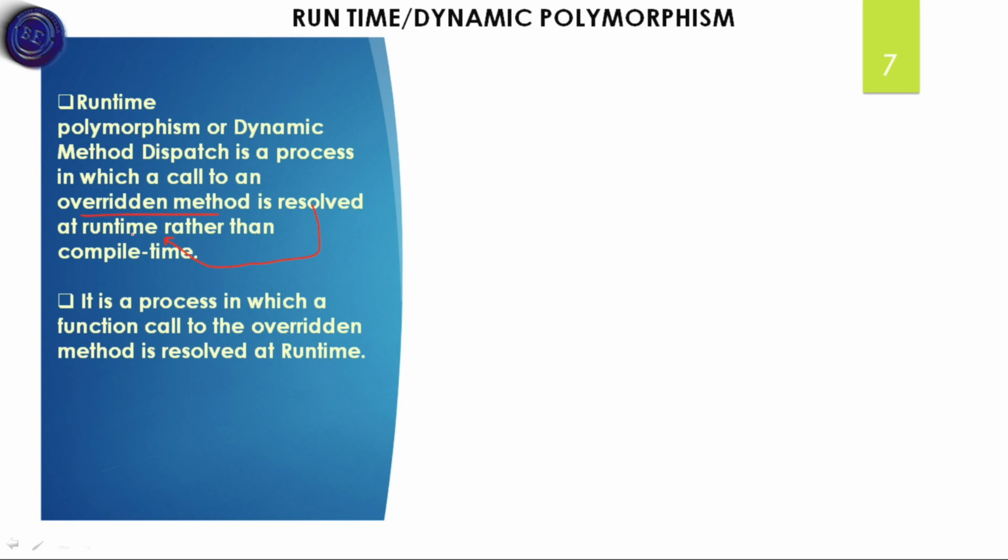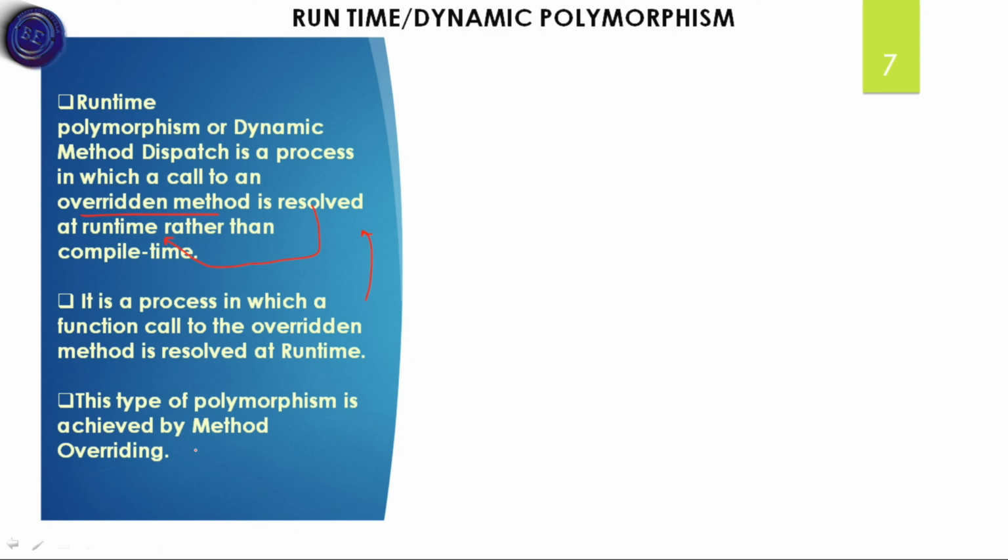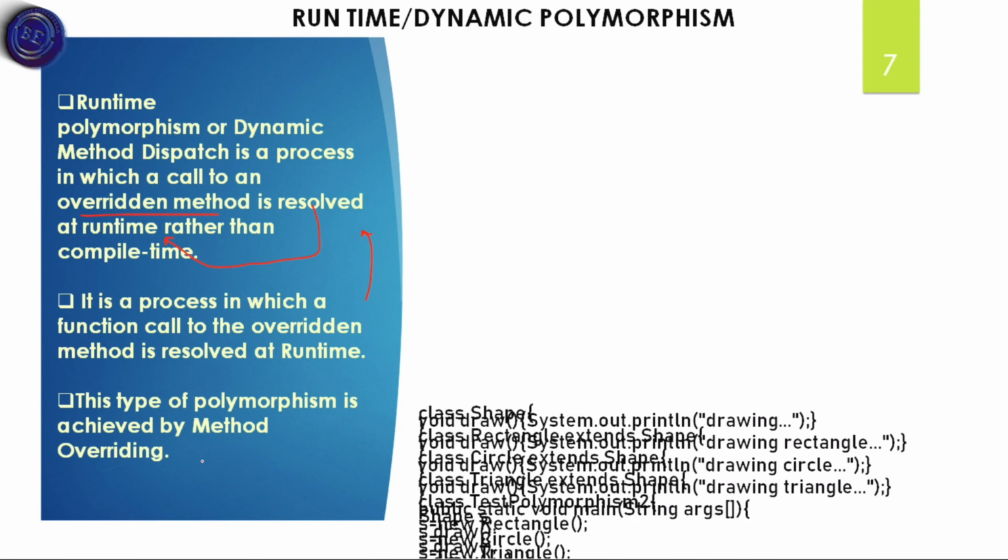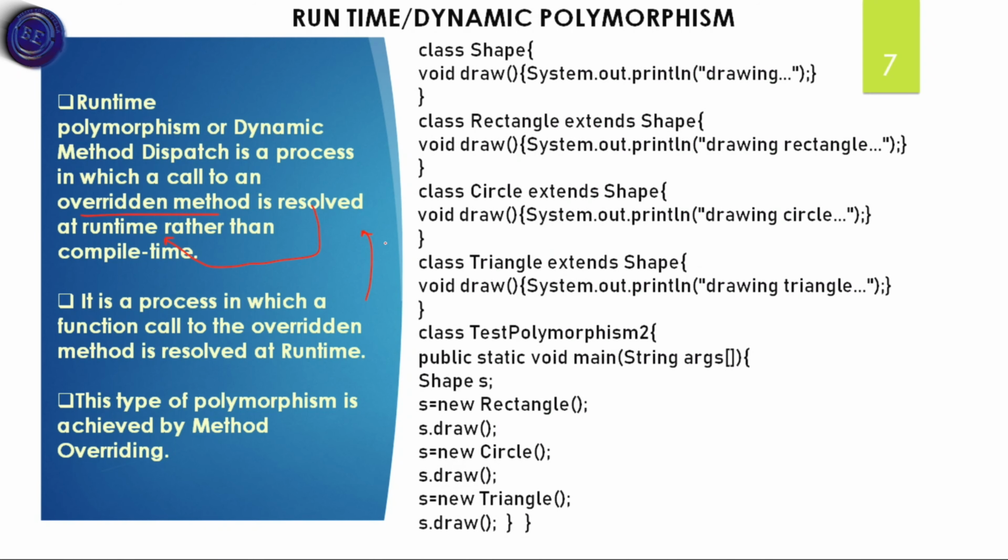It is a process in which a call to the overridden method is resolved at runtime. So this is the same as the definition. This type of polymorphism is achieved by method overriding. So now let us discuss the example.